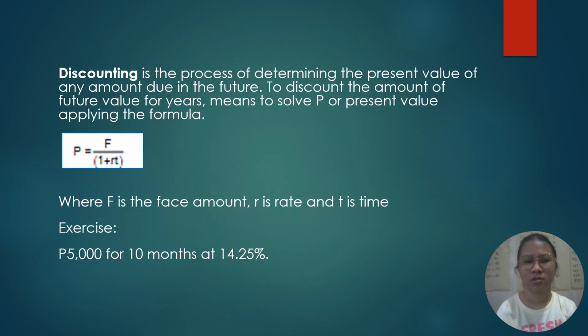Next is simple discount. Discounting is the process of determining the present value of any amount due in the future. To discount the amount of future value for years means to solve by applying the formula. Let's solve this exercise using the formula above. Discount 5,000 for 10 months at 14.25%. Substitute the formula with the given amounts.